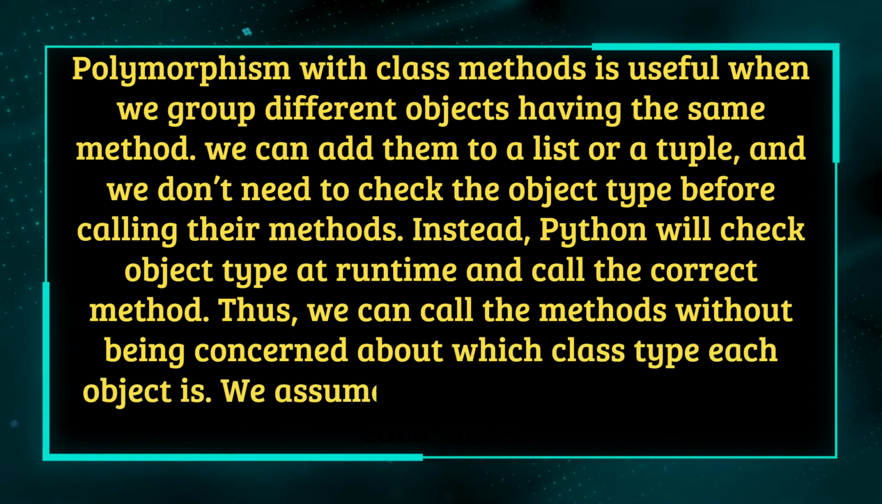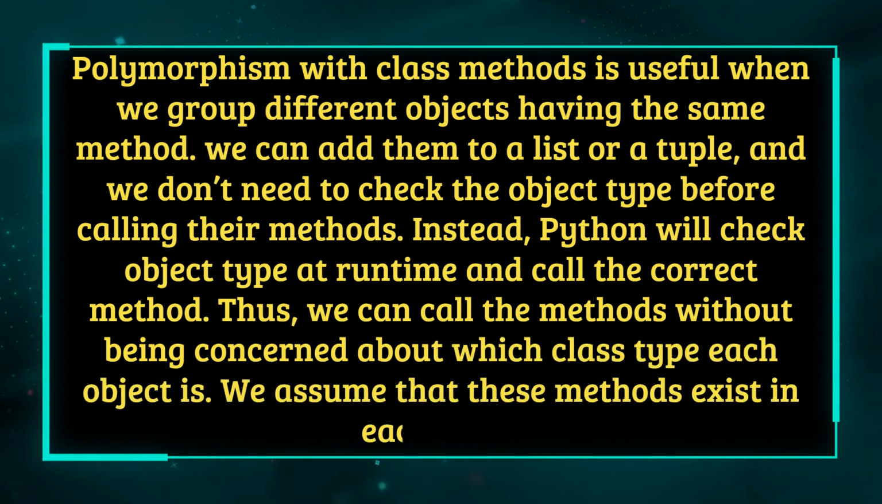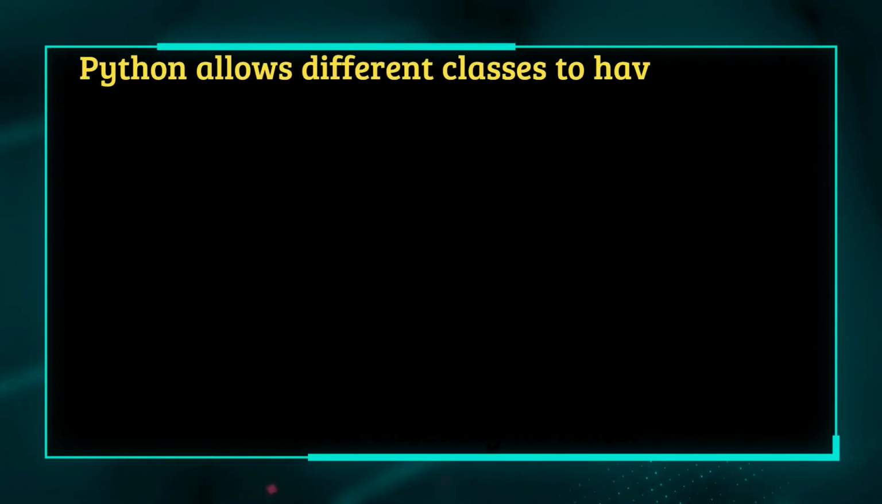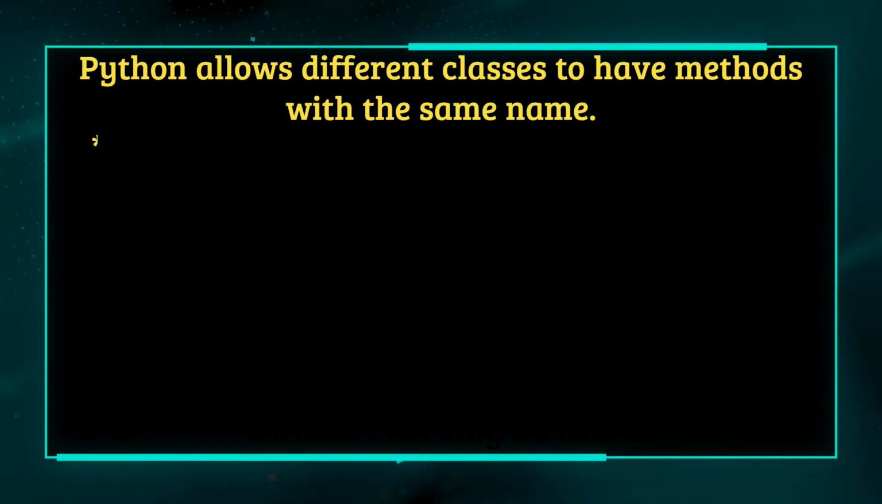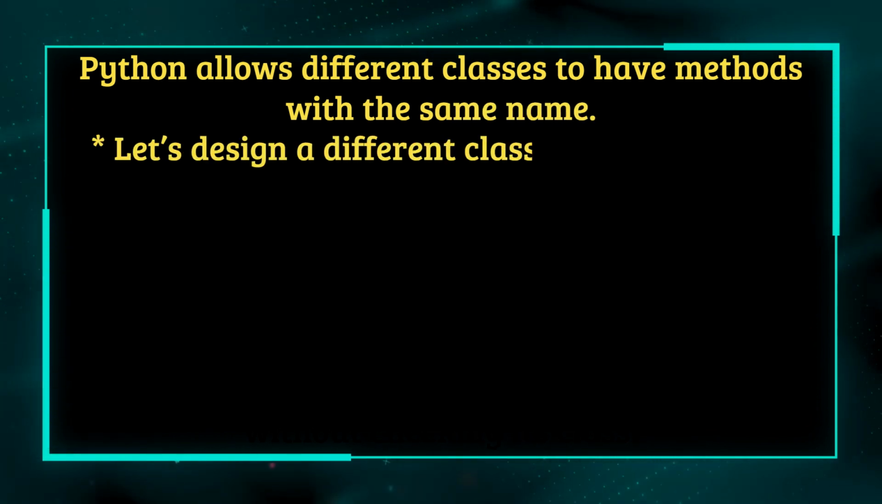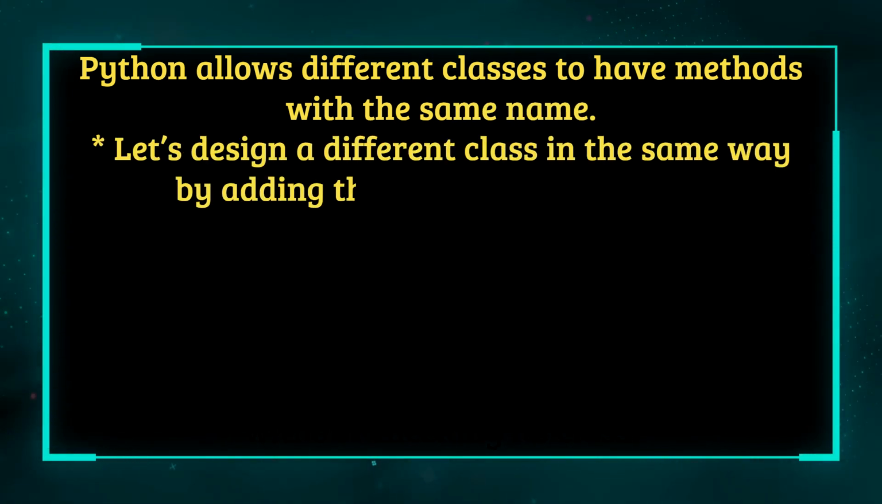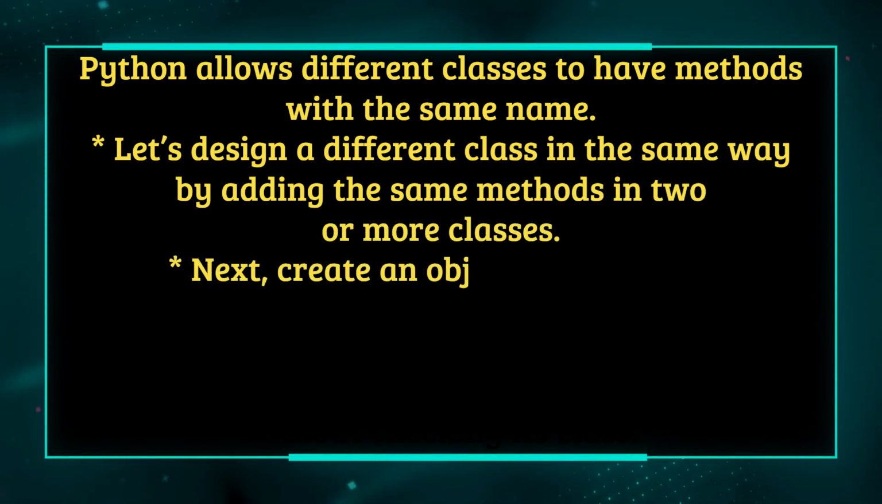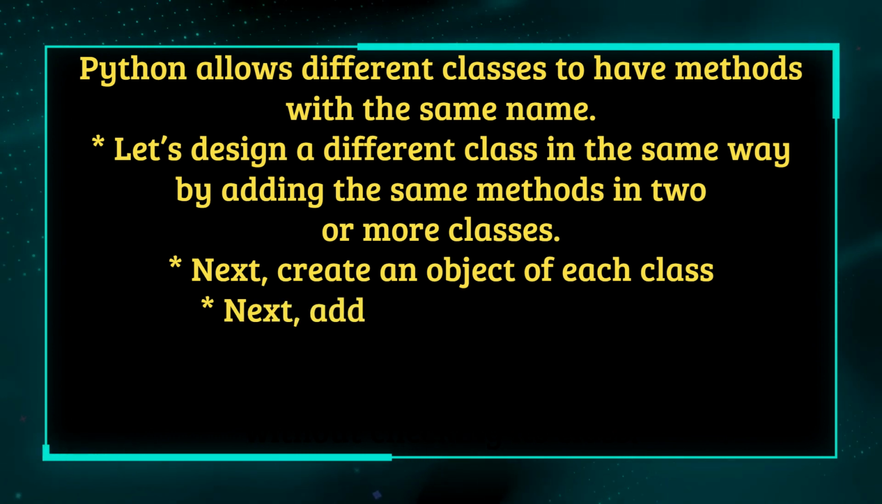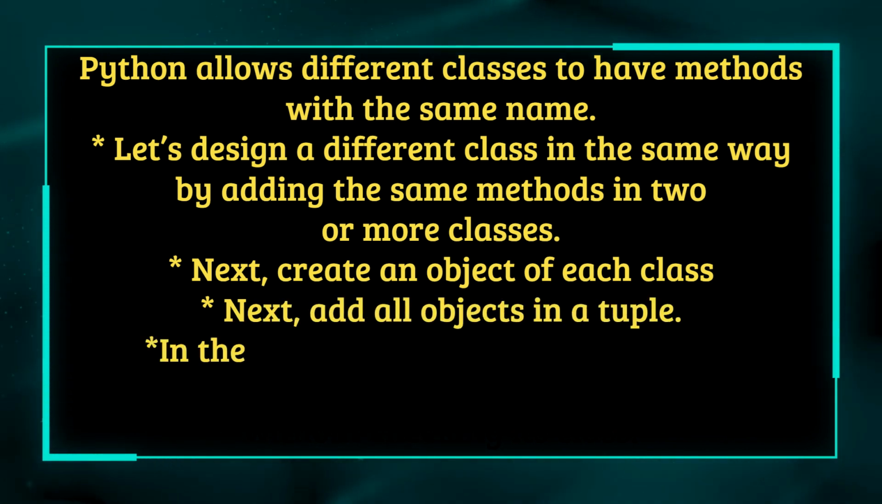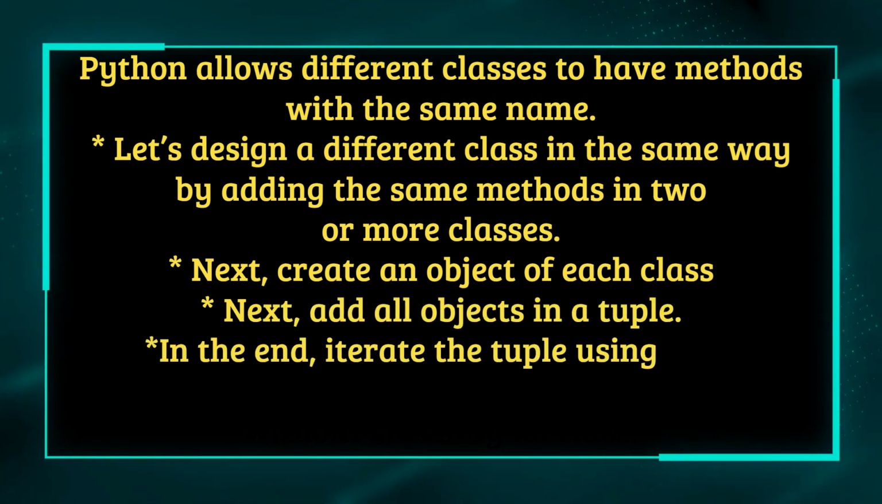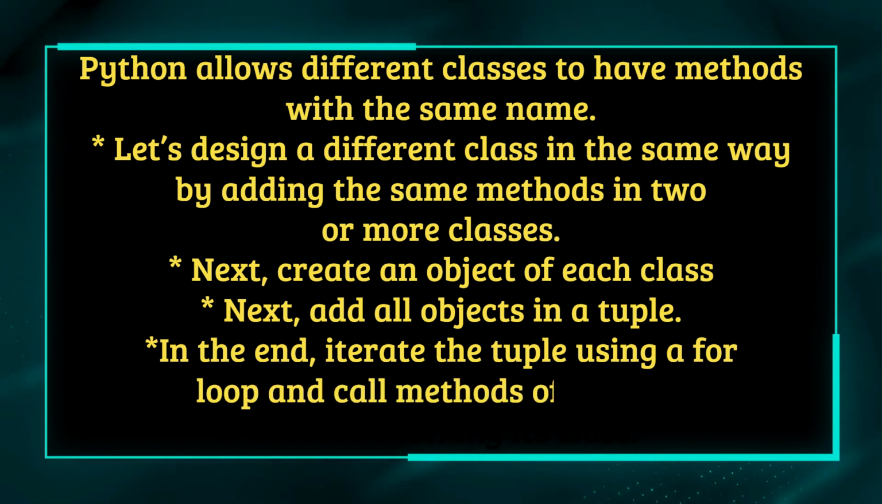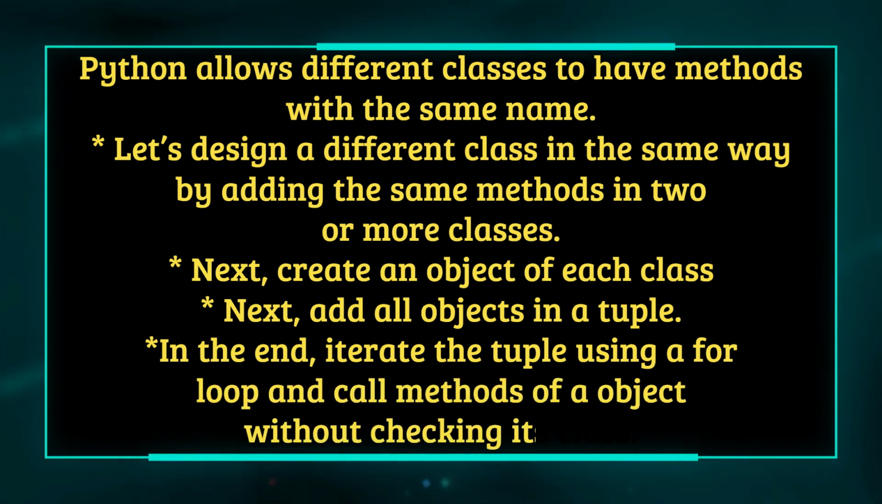We assume that these methods exist in each class. Python allows different classes to have methods with the same name. Let's design a different class in the same way by adding the same methods in 2 or more classes. Next, create an object of each class. Next, add all objects in a tuple. In the end, iterate the tuple using a for loop and call methods of an object without checking its class.